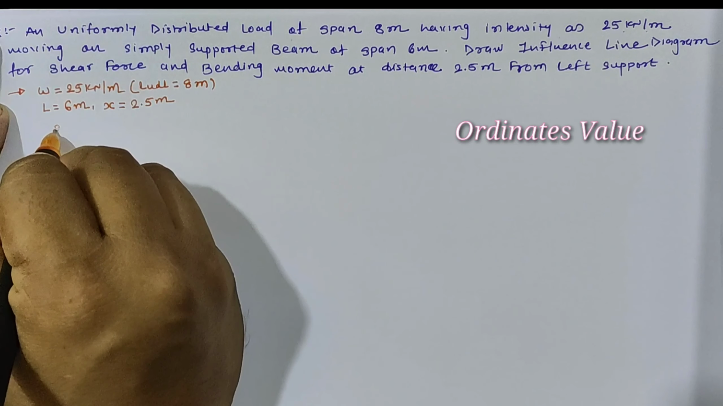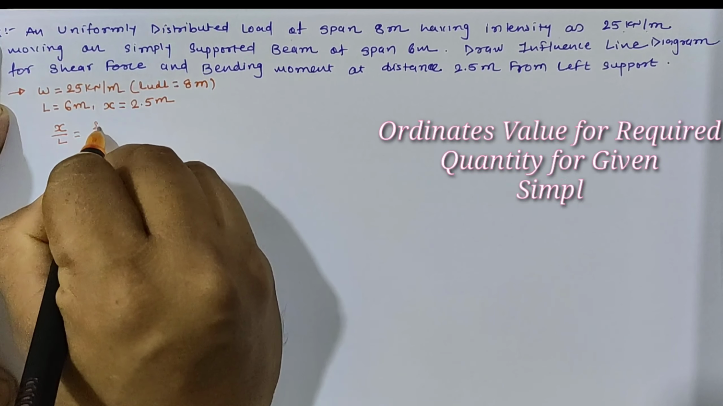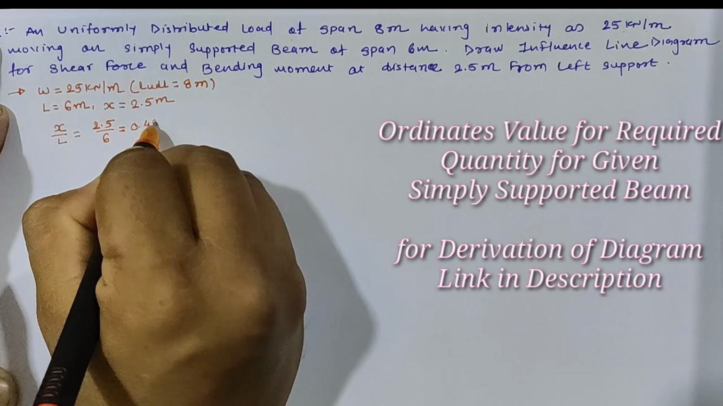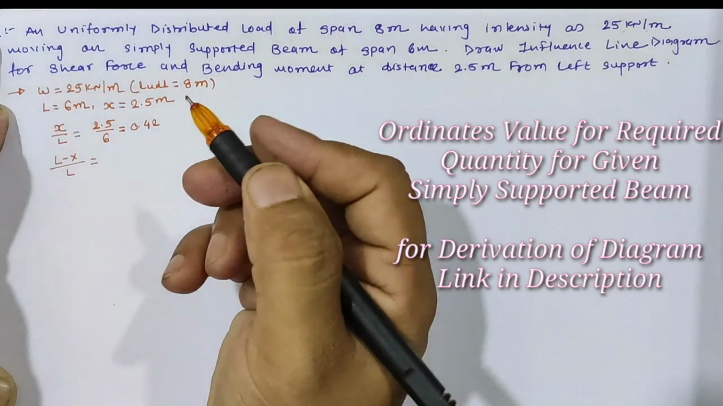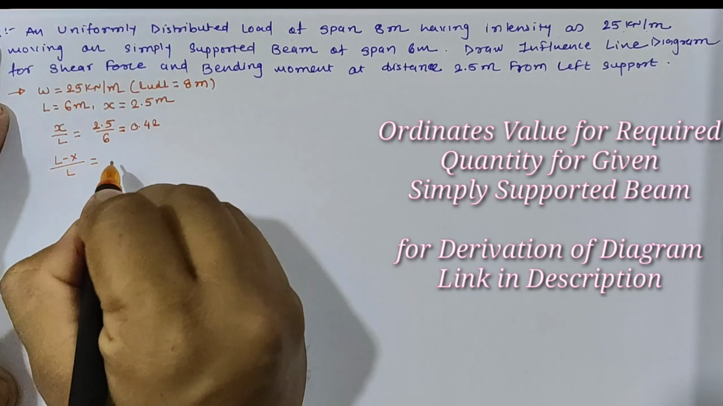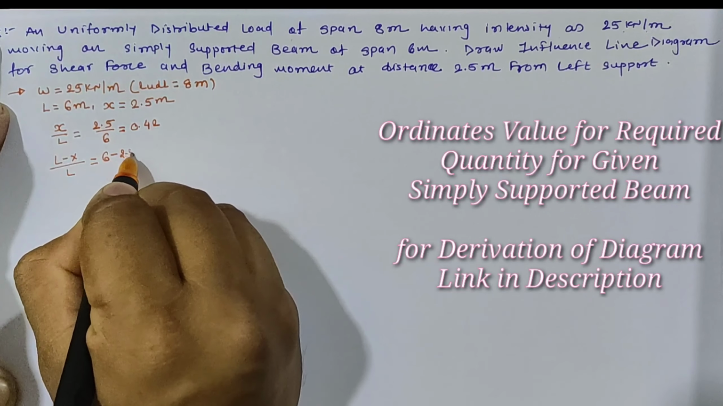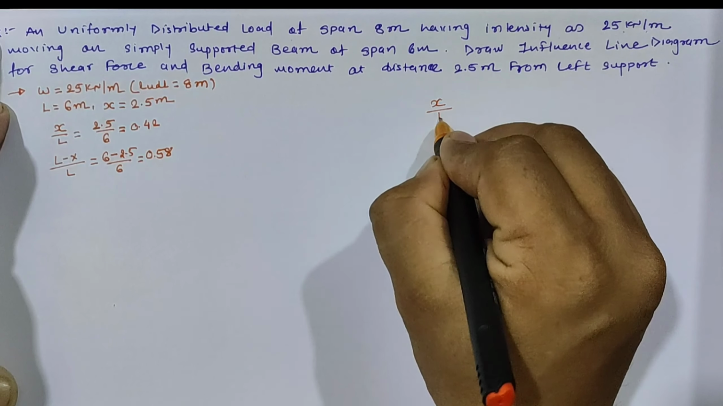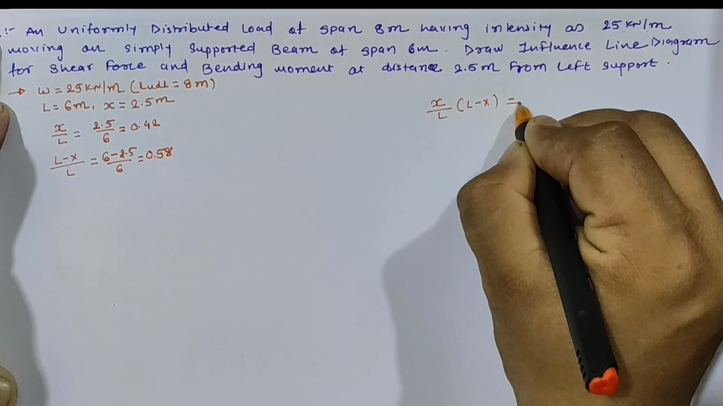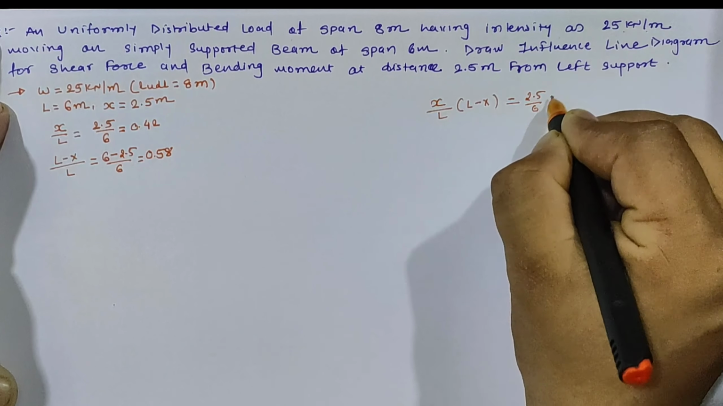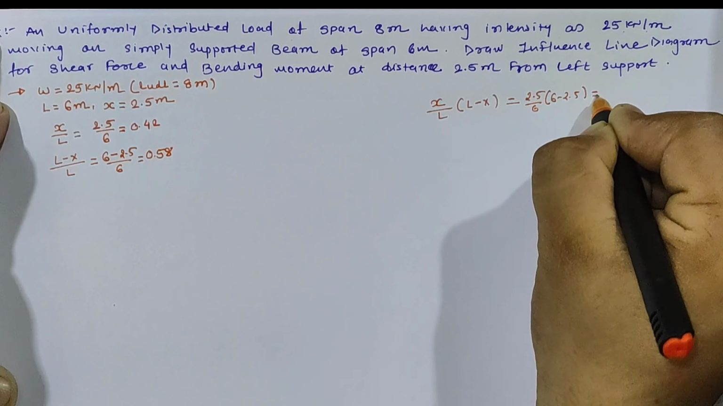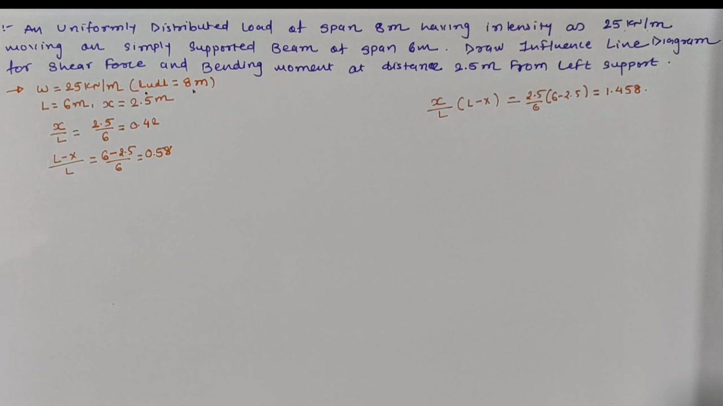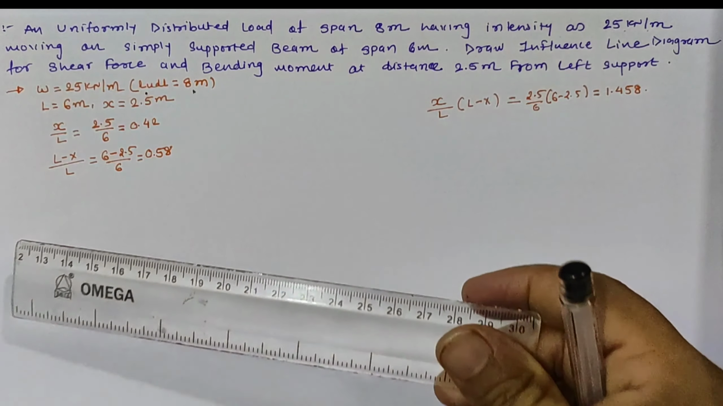So let us first calculate the ordinates. The maximum negative shear force ordinate is X by L, which is equal to 0.42, and the maximum positive shear force ordinate is L minus X by L, which is equal to 6 minus 2.5 by 6, which is 0.58. And for maximum bending moment, the ordinate is X into L minus X by L, which is equal to 1.458. First of all, we are going to draw the qualitative shear force diagram for the simply supported beam.